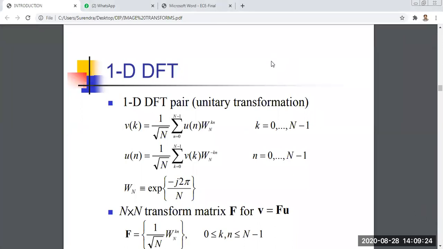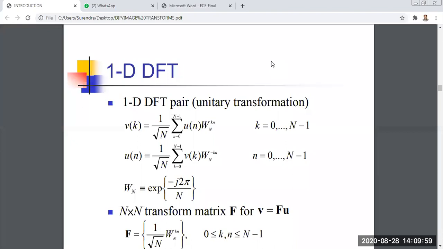Now, I already told you the need for image transform: to convert either a signal or an image from one domain to another domain, we need transformation techniques. If you use transforms for images, that is called image transform. The first one is the discrete Fourier transform, not FFT. FFT is different from DFT. Generally, we have the continuous Fourier transform, and next one is the discrete Fourier transform.